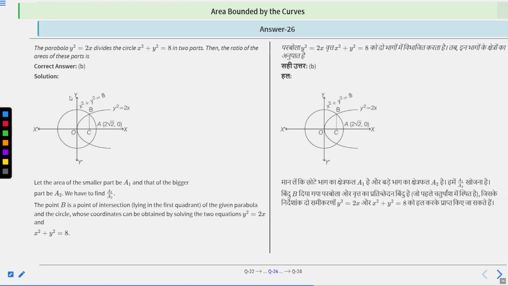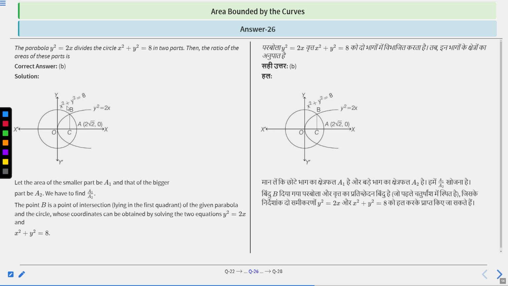Okay, let's move to the solution part. See, this is the figure in which x square plus y square equal to 8 is the circle, and y square equal to 2x is the parabola. Let the area of the smaller part be A1, and that of the bigger part be A2, and we have to find basically A1 upon A2. Got it? So the smaller part is basically this one, and the larger part is the region apart from this.